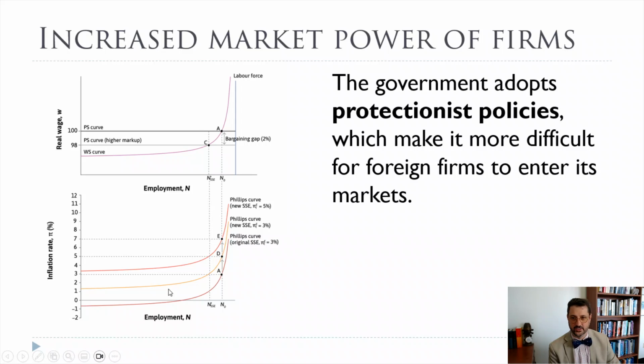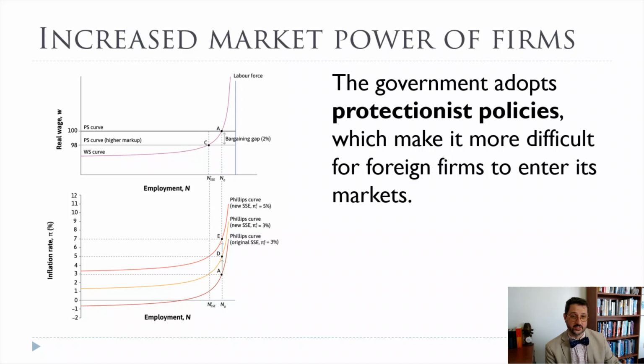So you can see inflation is 3% at A, 5% at D, and 7% at E because of that 2% bargaining gap. And so really what's going to need to happen in order to keep inflation at that 3% is an eventual adjustment to the higher unemployment rate. So this is basically saying that reduced competition or increased market power for firms is either going to end up with a higher unemployment rate at our new supply side equilibrium or higher and increasing inflation.